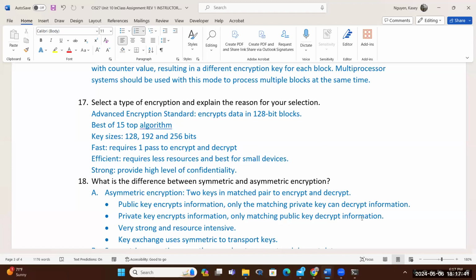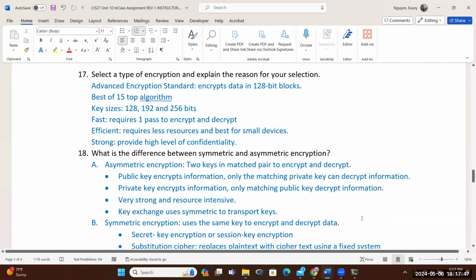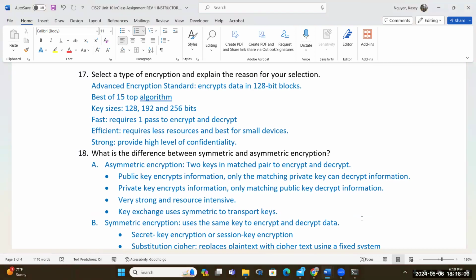It is very strong. And it's recommended that you use another form of encryption to exchange your key, which we often use symmetric to transport the keys. So you have to get the key to get to the keys, to get to the encryption.